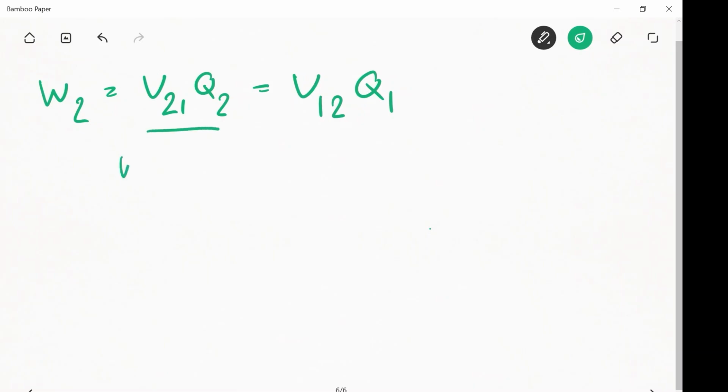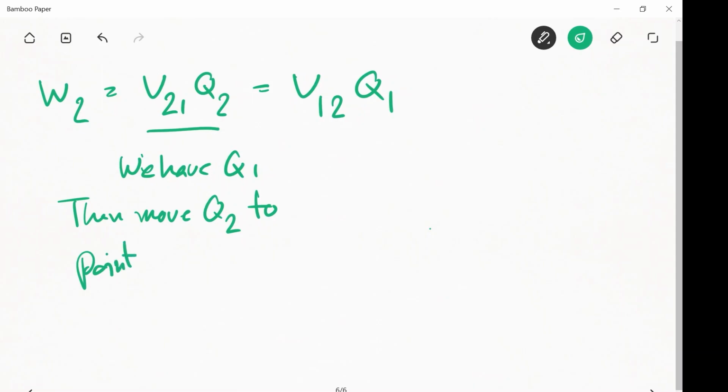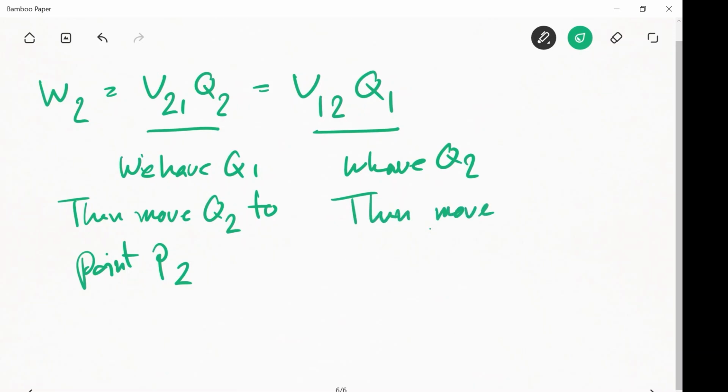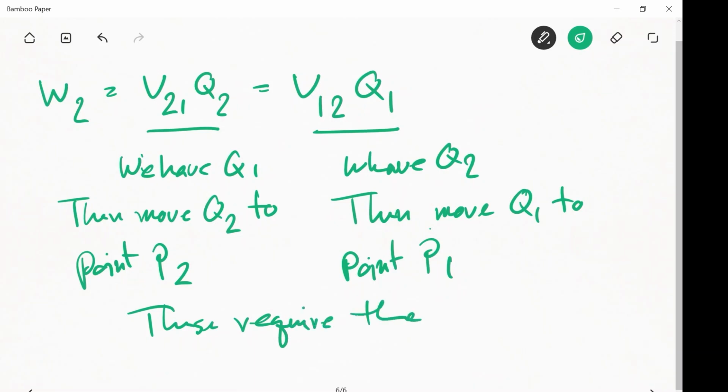This means that if we have Q1, then move Q2 to point P2, or we have Q2, then move Q1 to point P1, this requires the same work.